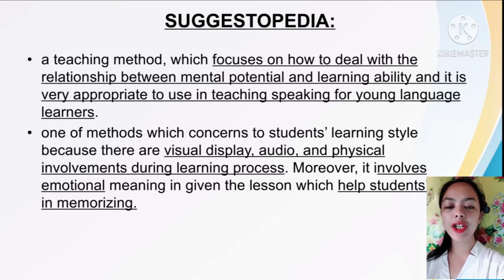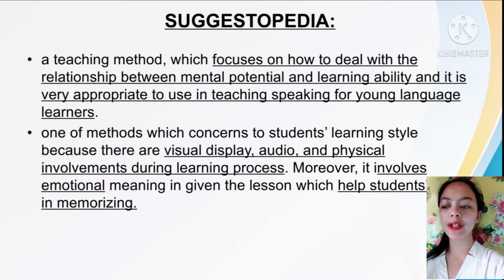Suggestopedia, a teaching method which focuses on how to deal with the relationship between mental potential and learning ability, is very appropriate to use in teaching speaking for young language learners. It is one of the methods which concerns the students' learning style because there are visual display, audio, and physical involvement during the learning process. Moreover, it involves emotional meaning in the given lesson, which helps students better in memorizing.